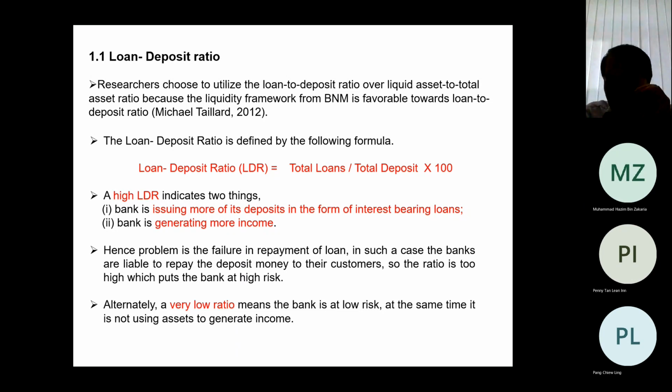If the ratio is low, what does it mean? A low ratio means the bank is low risk. Of course, the bank is low risk. Because why? Because the bank doesn't give out so much loan. Therefore, the risk is low.